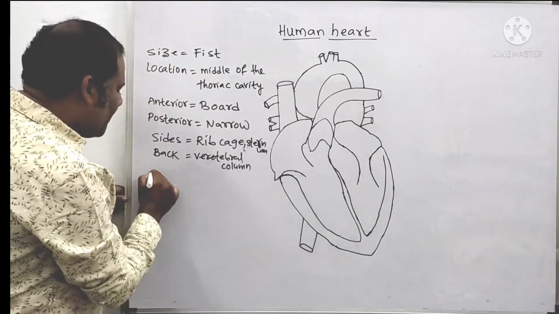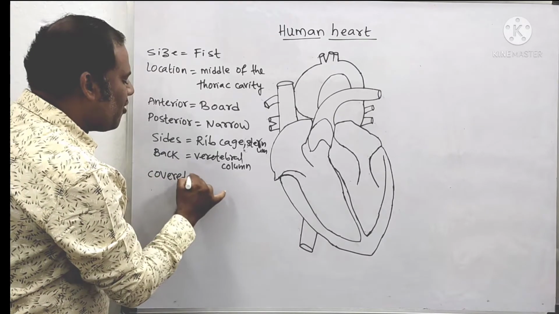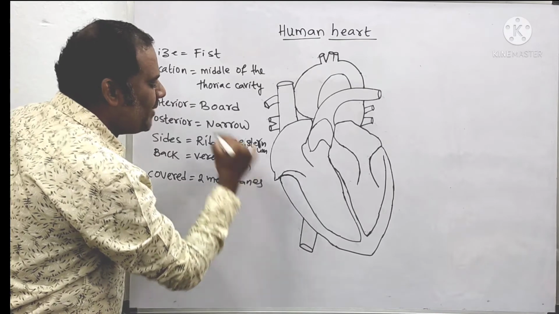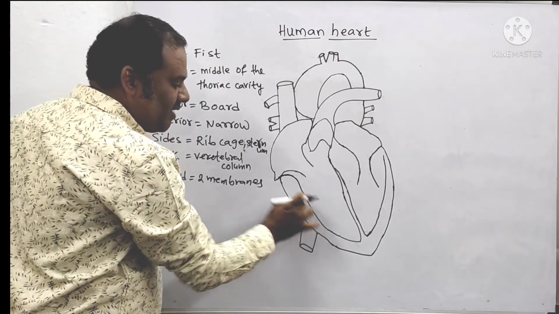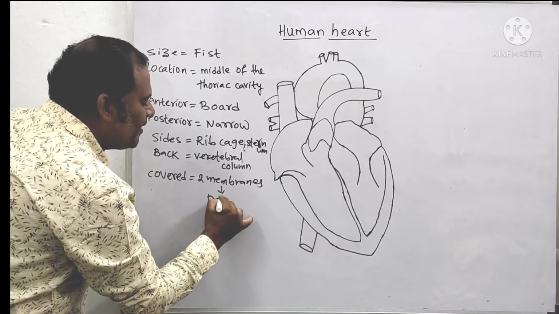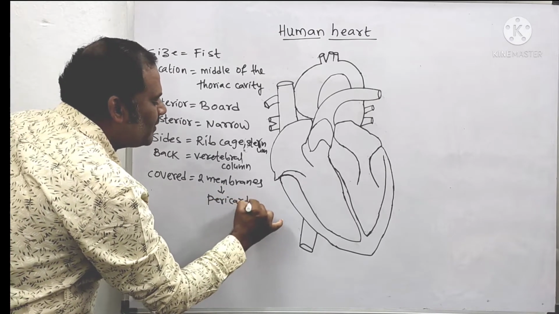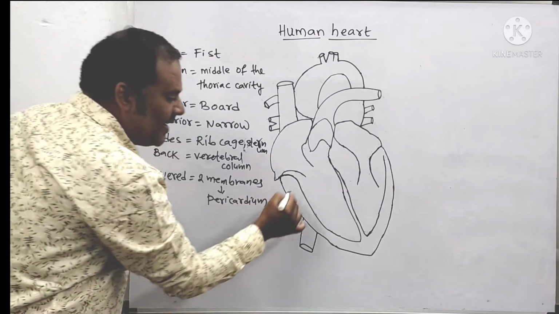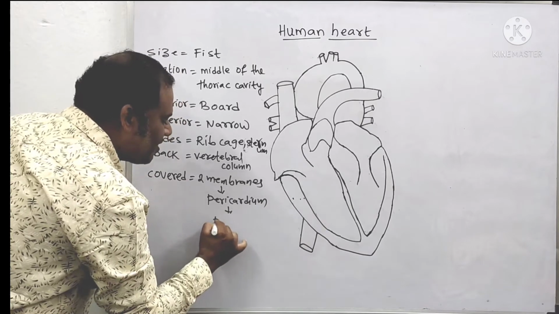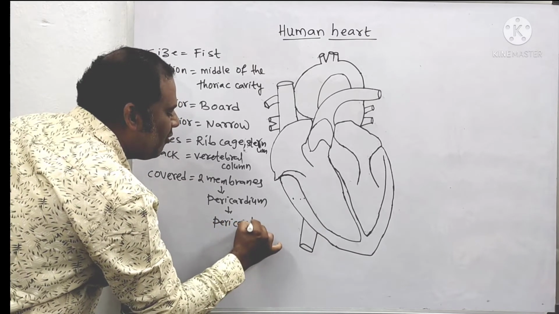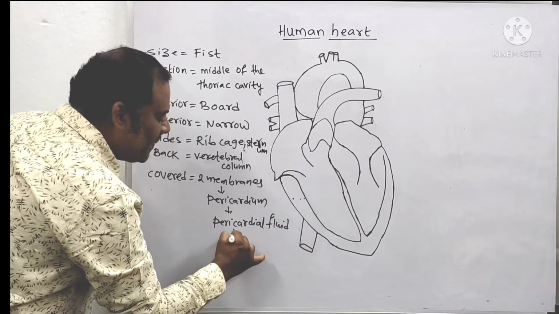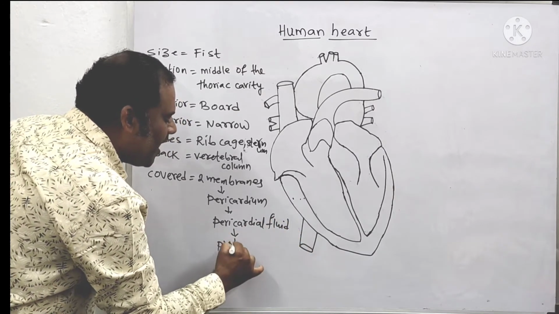Later, the heart is covered by two membranes. This two-membrane structure is called the pericardium. Inside this pericardium a liquid is present. That liquid is called pericardial fluid. What is the duty of this pericardial fluid? It protects the heart.